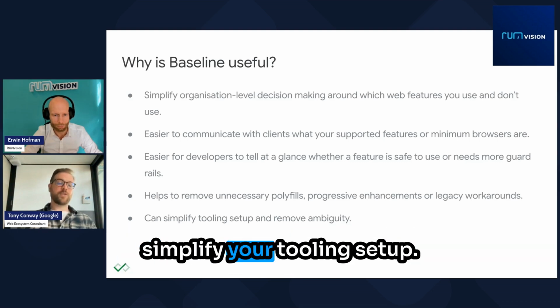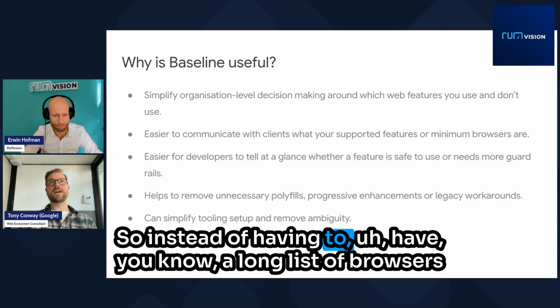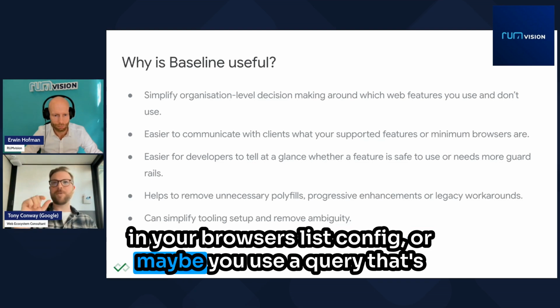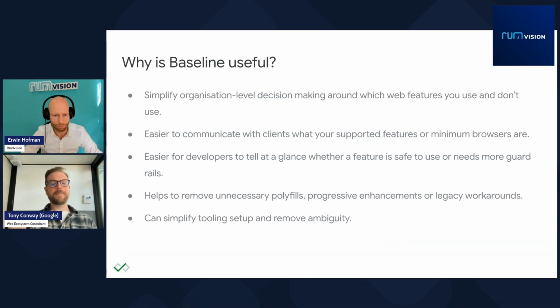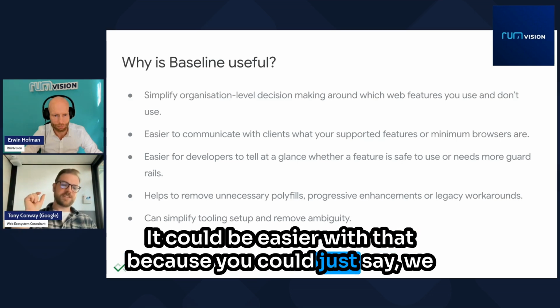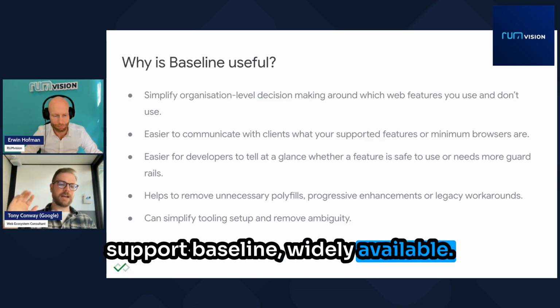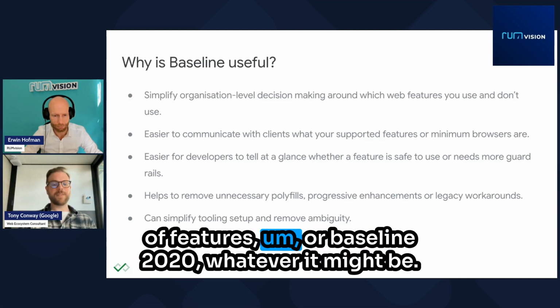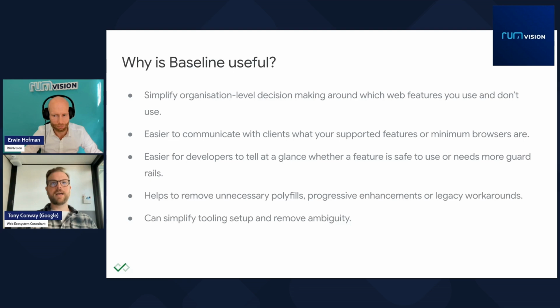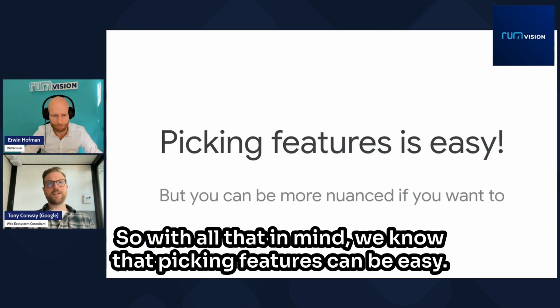And also it can simplify your tooling set. So instead of having a long list of browsers in your Browserslist config, or maybe you use a query that's dynamic, but it's not that clear what it actually means, and it's constantly changing, it could be easier with this, because you could just say, we support baseline widely available. It's very easy to tell what that means in terms of features. Baseline 2020. So with all that in mind, we know that picking features can be easy.